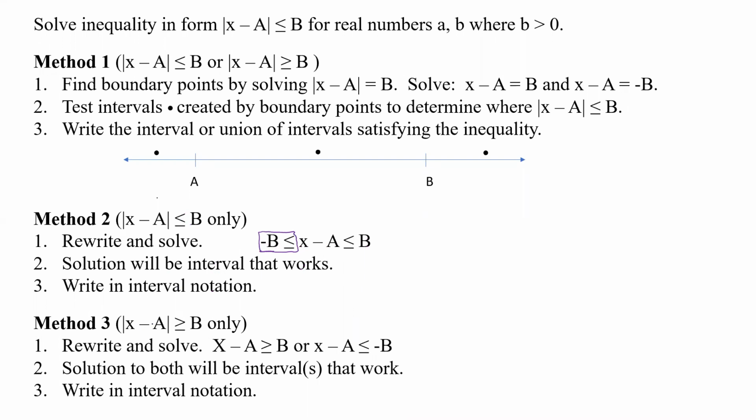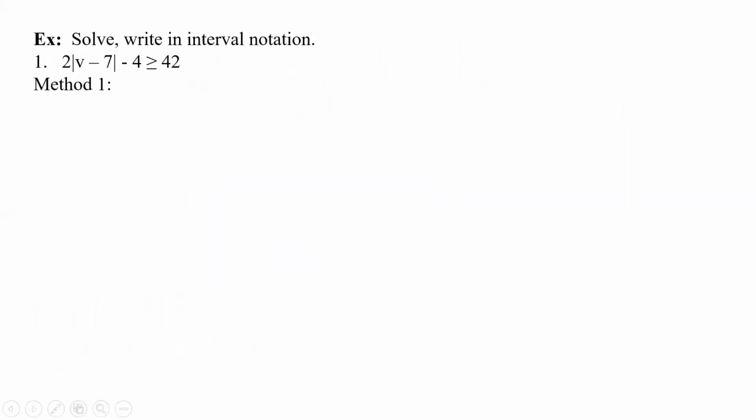Now method 3 is for the strictly greater than or equal to here. And what we do is we rewrite this, and somehow my x got large here, but we're going to rewrite that as x minus a greater than or equal to b, so we just keep that, or x minus a is less than or equal to negative b. Now we solve those, and the solutions to both of these are going to be the intervals that work, okay? And so it's going to be this area here and this area here, whereas the less than or equal to b, that's going to be this middle area here. So again, we're going to do it all 3 ways depending on the problem, and that way you can determine which way you like the best.